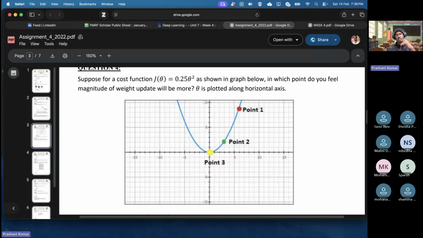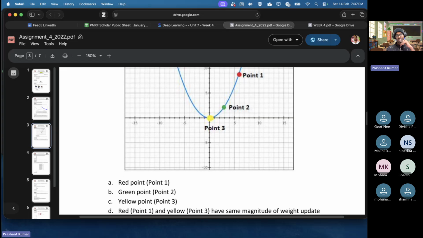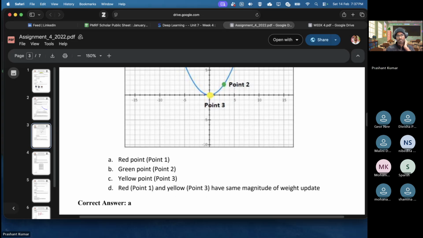The question is, suppose for the cost function J(theta) equals 0.25 theta squared, as shown in the graph below, at which point do you feel the magnitude of the weight update will be more? Means there will be a larger gradient value. Point one, the gradient will be maximum at point one. So point one, that is the red point, and option A should be correct, right?